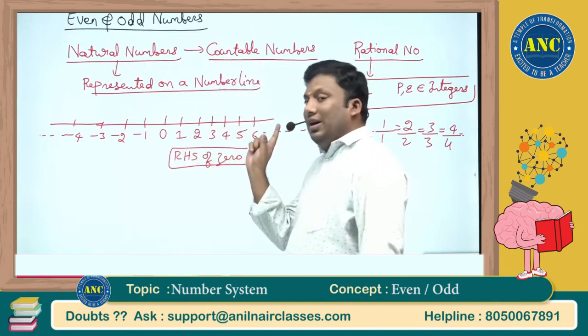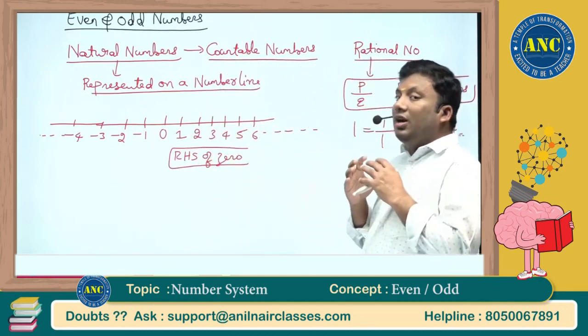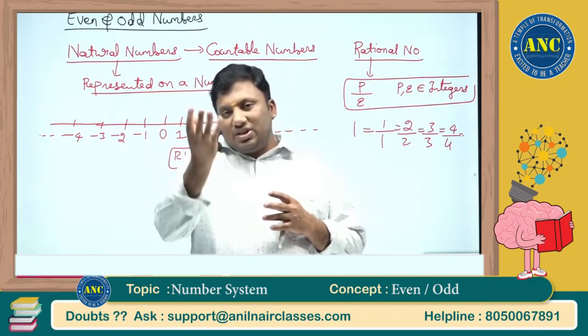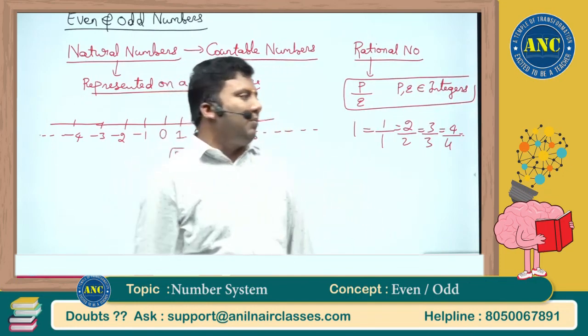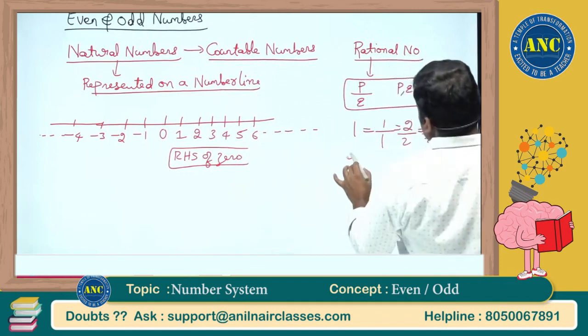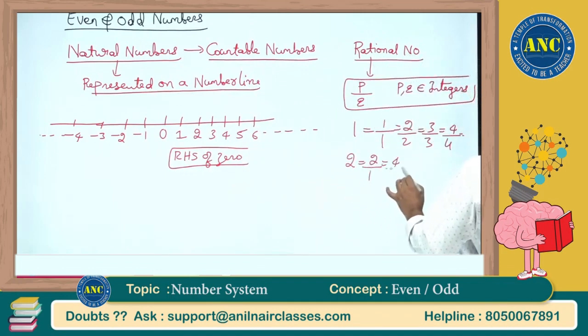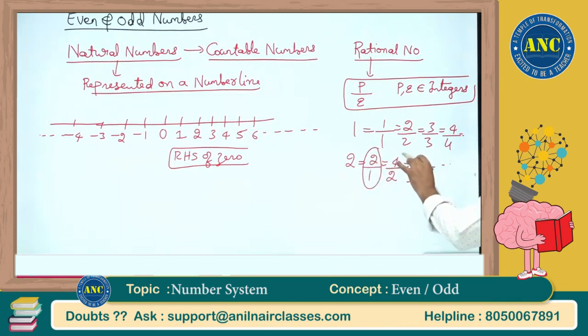Therefore, 1 is a rational number. In simple mathematical language, a natural number is derived out of a rational number. It is 2 by 1, it is 4 by 2, it is 6 by 3 and so on. In 2 by 1, 1 and 2 are co-prime to each other. In 4 by 2, 4 and 2 are not co-prime to each other.